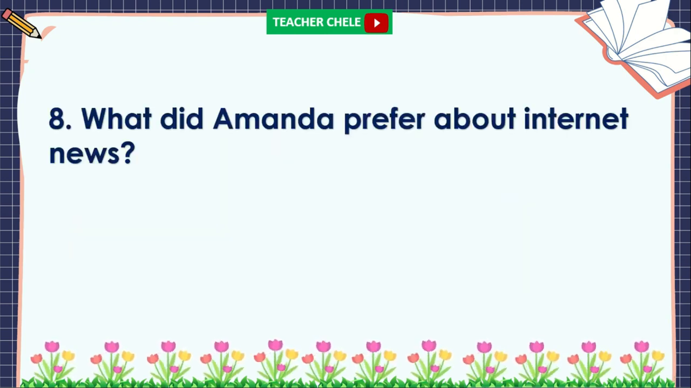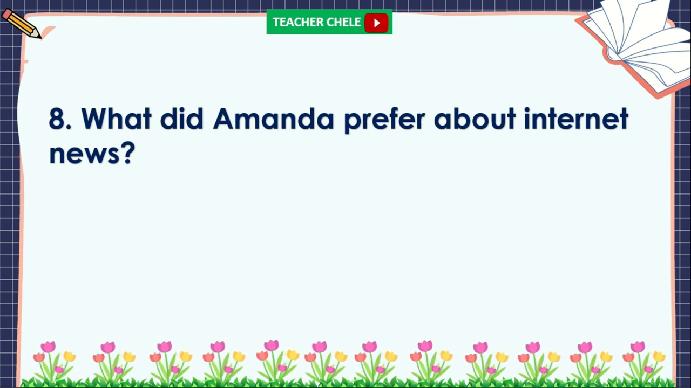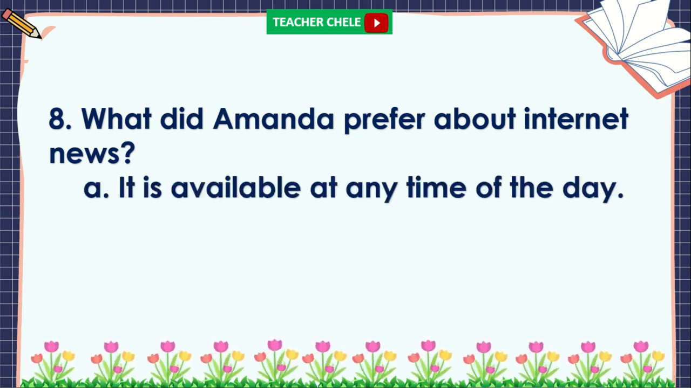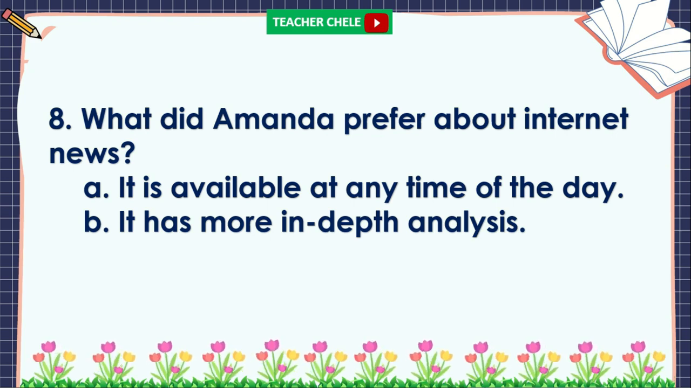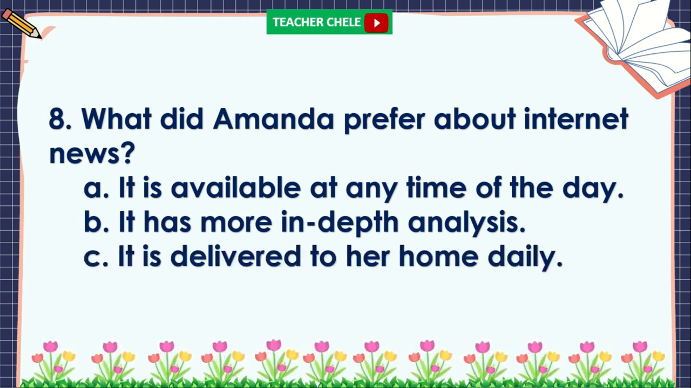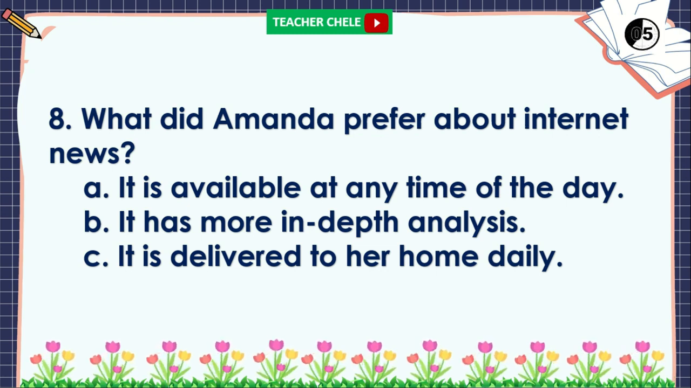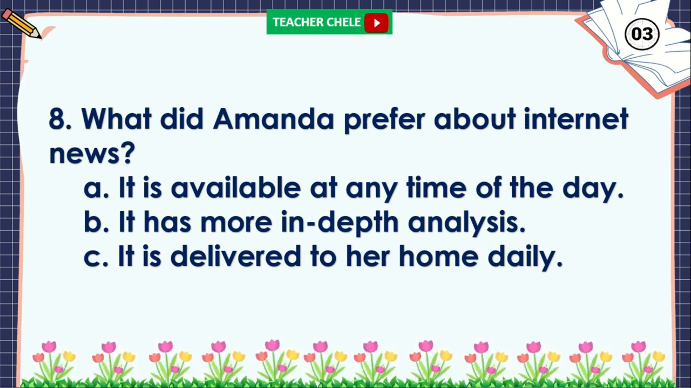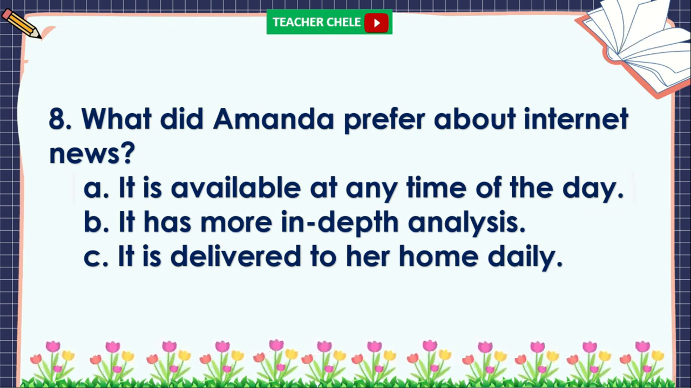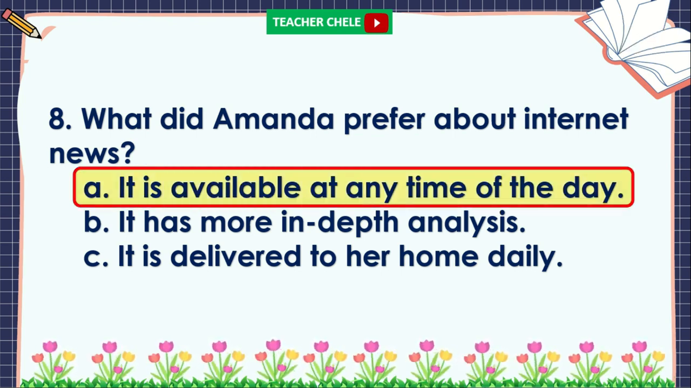Number 8. What did Amanda prefer about internet news? A. It is available at any time of the day. B. It has more in-depth analysis. C. It is delivered to her home daily. You're right. The correct answer is letter A. It is available at any time of the day.